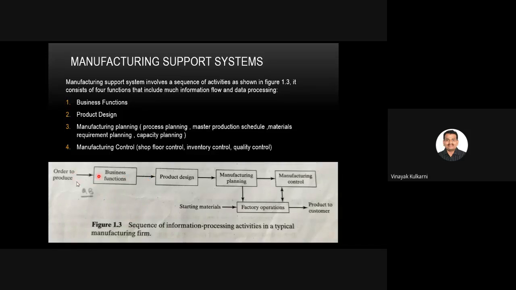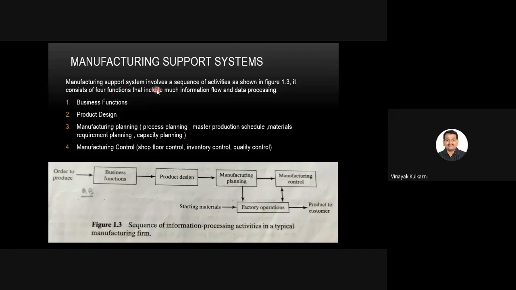Order to be produced, business functions, product design, manufacturing planning, manufacturing control. Here you have a two-way flow, that is manufacturing control; there is always a feedback and an input. Factory operations and manufacturing control: starting materials will come here. All the planning will come to the factory operations. Whatever has been done to the product will have a feedback and go to the manufacturing control, and then the product will go to the customer. So we'll take them one by one.